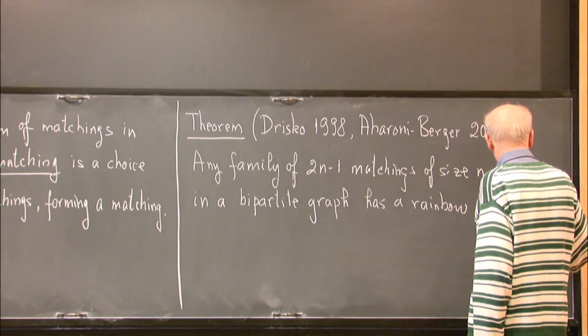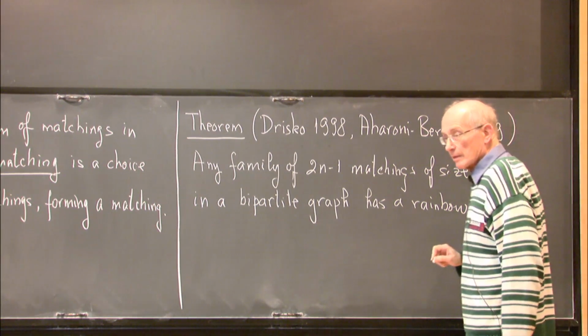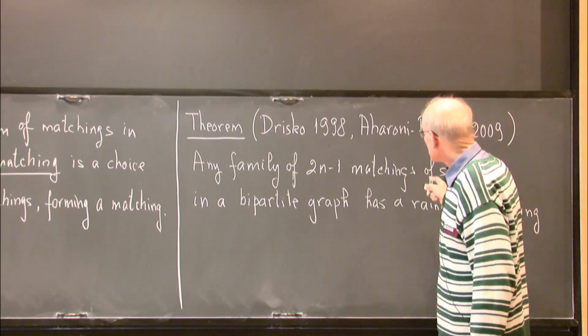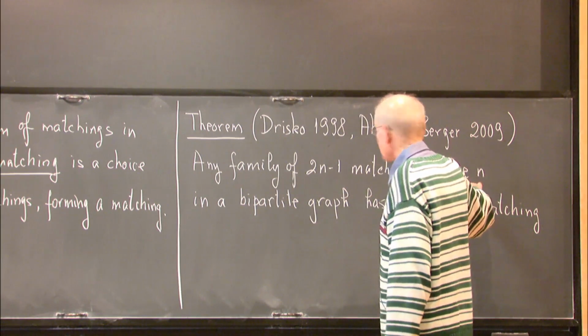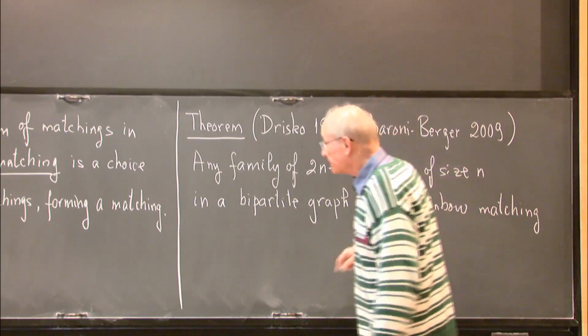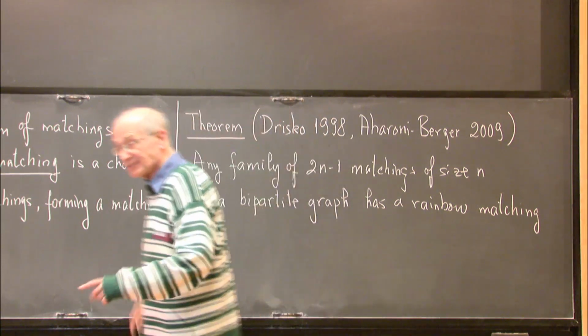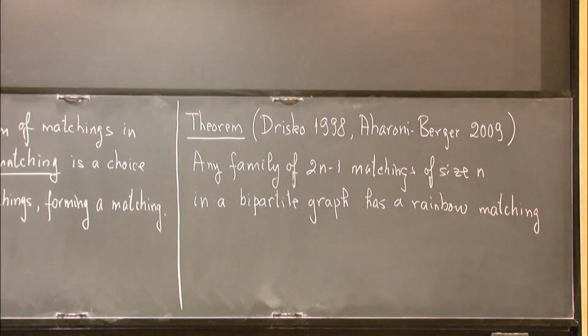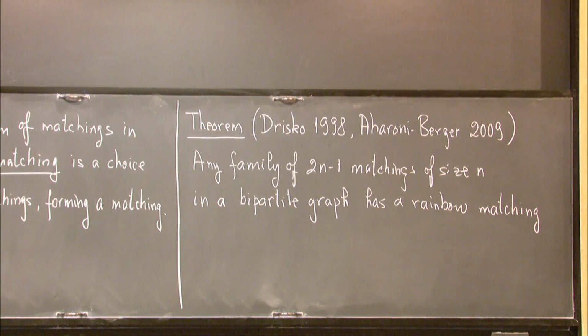When you say size n, what does that mean? So each of the matchings in the family has n edges. And there's 2n vertices in the graph? Not necessarily. Actually, this was the case Drisko considered, but the graph may have more than 2n vertices. There's no restriction.